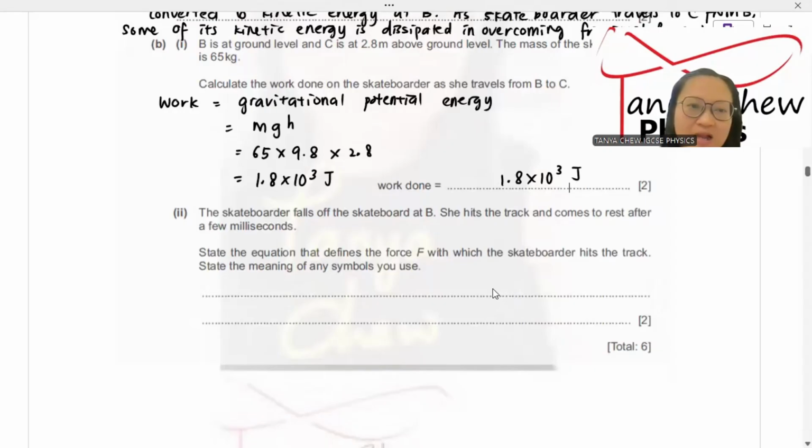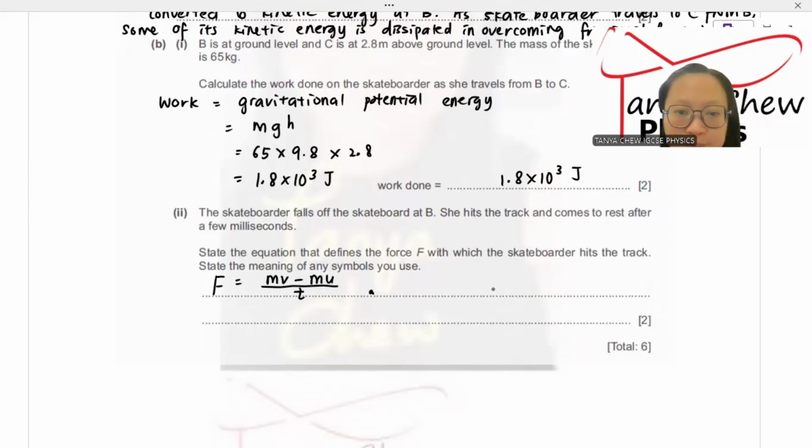Second part, the skateboarder falls off the skateboard at B. She hits the track and comes to rest after a few milliseconds. State the equation that defines the force F with which the skateboarder hits the track. State the meaning of any symbols you use. I am going to use F equals mv minus mu over t. That is the definition of force.